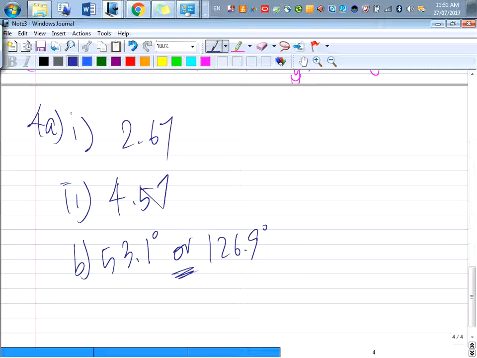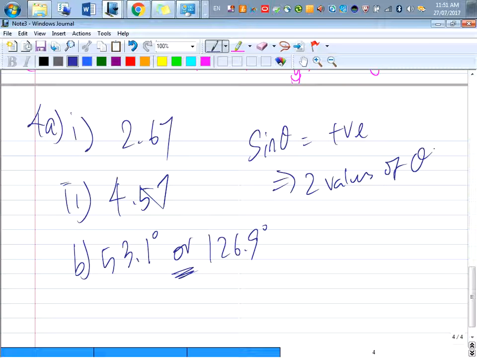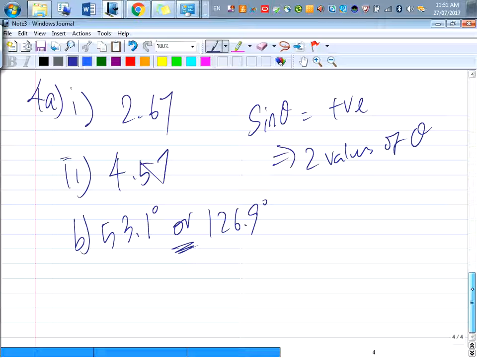Because many times you tend to forget that when you have sine theta equals a positive answer, then there are two values of theta. Not in your syllabus. If it is negative, then you can think about what the values of theta could be. If it is not acute, if it is not obtuse, then what will be left? Yeah, Ryan got it. You can go and ask Ryan.